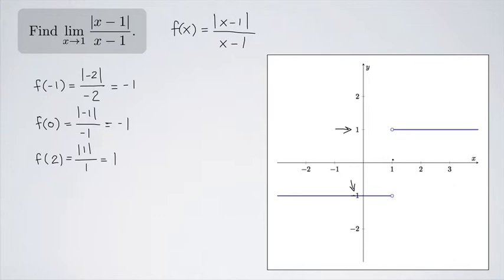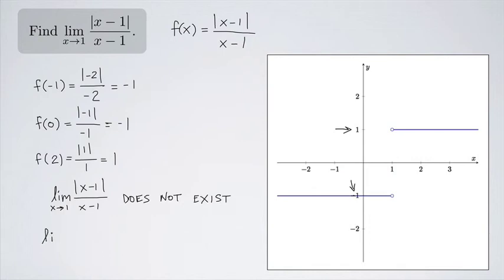So as we approach 1, from the left we would approach negative 1, and from the right we would approach positive 1. So I would say that the limit as x approaches 1 of the absolute value of x minus 1 divided by x minus 1 does not exist, because the left-hand and the right-hand limits do not equal each other. They both exist, but they don't equal each other.